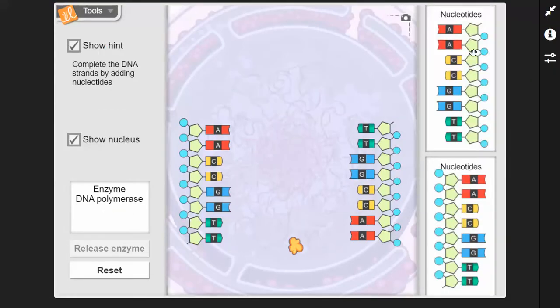there are 2 groups over here. There's nucleotides that are left facing, and then there's nucleotides that are right facing. So these are the ones you'd put on the left, these are the ones you'd put on the right.